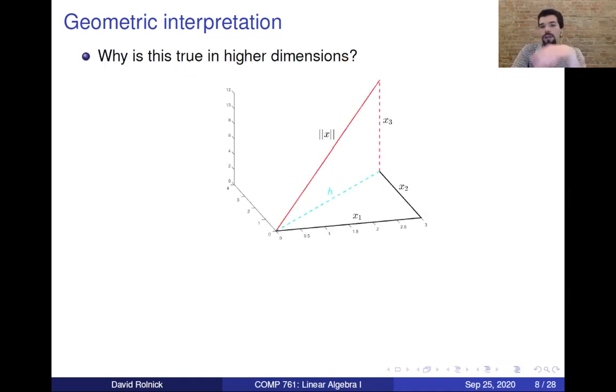Why is this true in higher dimensions? Why is the length of the vector equal to its L2 norm, its Euclidean length? This is a 3-dimensional picture.